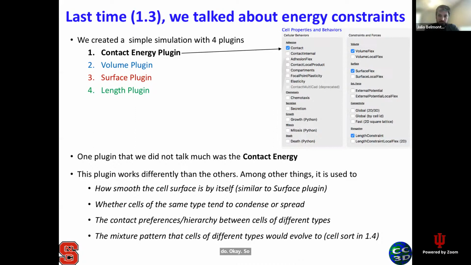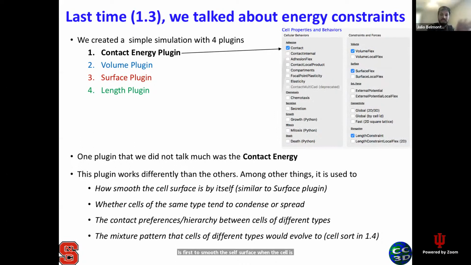It's a plugin that works differently from the others. It doesn't have the formulas of that kind of Hookean spring; it's quite different. And it can be used to do many things with our cells. Because it can do many different things, it takes a little more effort and attention to really understand what impact that plugin will have when it changes parameters. Among other things, what the contact energy can do is first to smooth the cell surface when the cell is alone by itself.